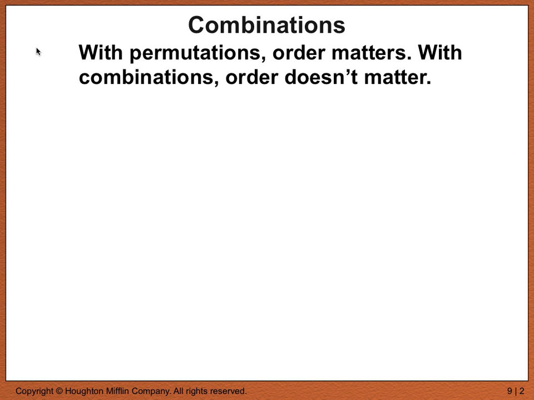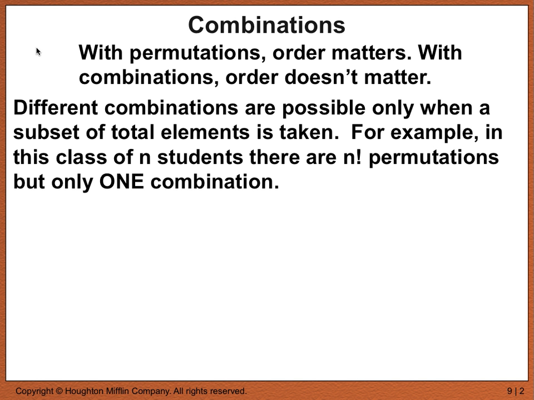So a good way to remember that is with permutations order matters. With combinations order doesn't matter. That's the main difference. And we'll see specific examples to illustrate that. But that is the best way to remember the difference. So different combinations are possible only when a subset of total elements is taken.